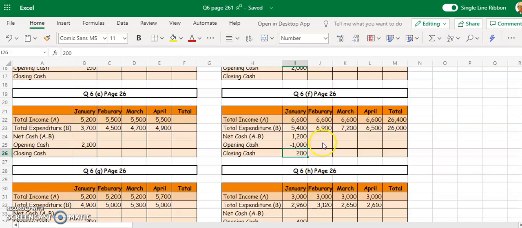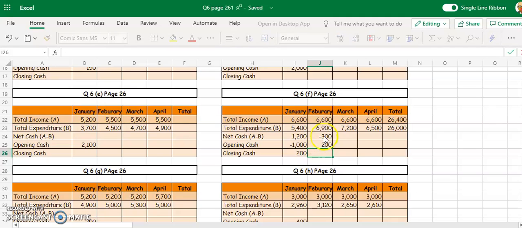If you think about it, in your bank account for January, if our closing cash was 200 on the last day of January, we'll be starting the first day of February with 200. And then you're going to start to find out the net cash again. So net cash for February, A minus B. So A, 6,600, B, 6,900. You're going to take one away from the other. You're going to take 6,600 away from 6,900, and you get minus 300. So in our account, we've got 200. Now we've taken out 300, so we've got minus 100 left.